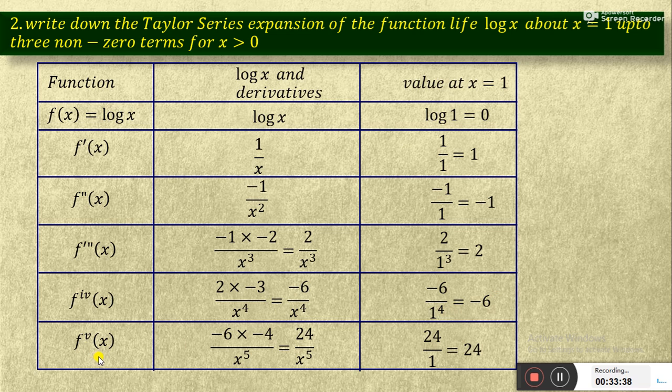Next, f fifth dash of x. The answer is minus 6 into minus 4 by x power 5. Minus 6 into minus 4 is 24, so 24 by x power 5. Therefore 24 by 1 equals 24. So f of 1 is 0, f dash of 1 is 1, f double dash of 1 is minus 1, f triple dash of 1 is 2, f fourth dash of 1 is minus 6, and f fifth dash of 1 is 24.